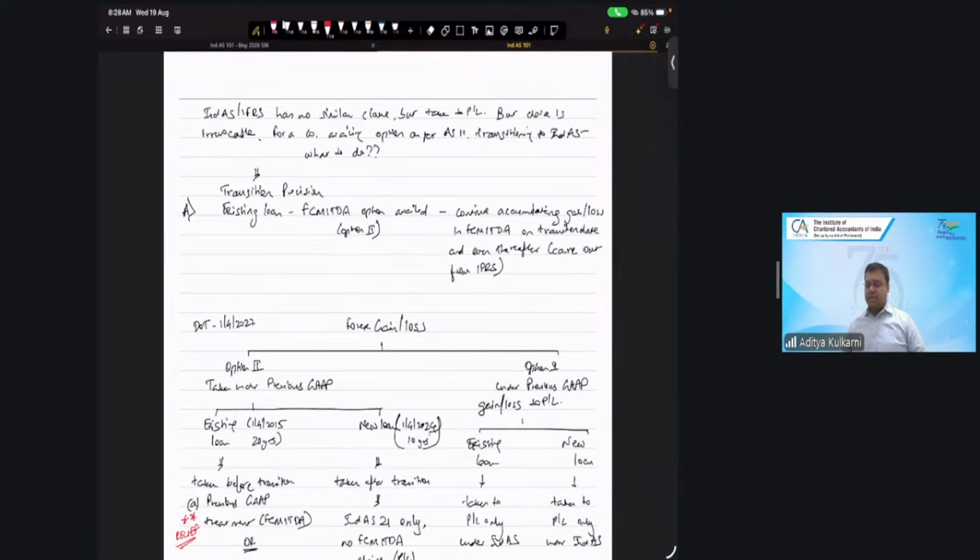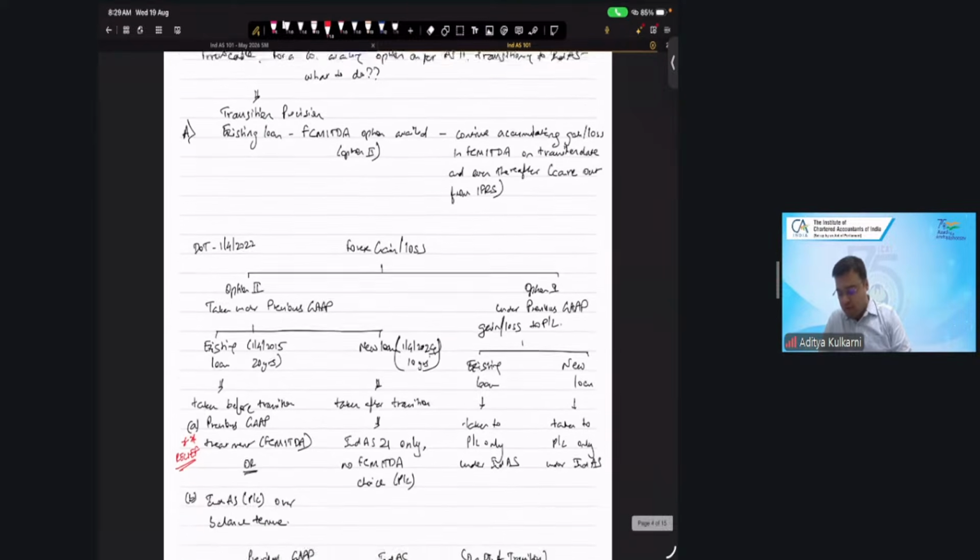And this clarification, they brought it out by way of a carve out to IAS 21. This carve out is not there in the IFRS standards. It is exclusively for Ind AS, because that para 46A also is exclusive to Indian companies. So this came out as a carve out. Now, what does the carve out tell us?